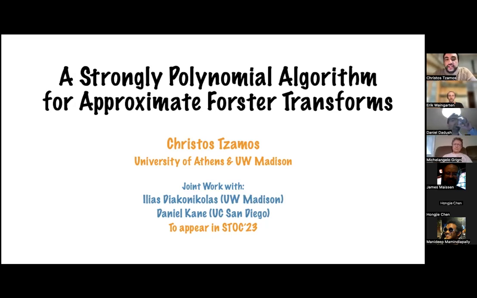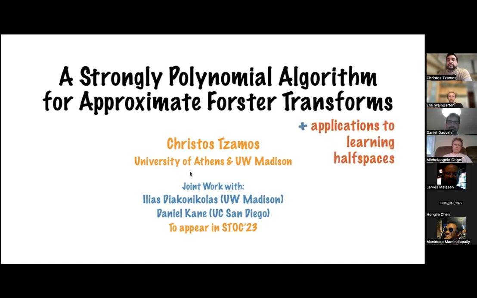So I will talk to you today about this concept of getting strongly polynomial algorithms for approximate Forster transforms. I will explain what Forster transforms are, and we'll see a main application, which was also the main motivation of this work, which is learning half spaces in learning theory.